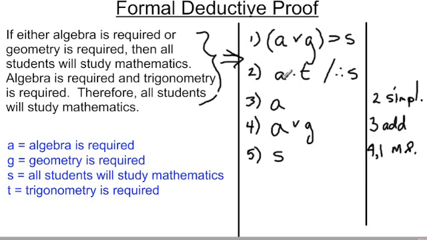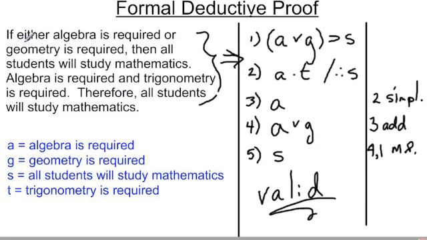Because if we separate out our algebra as a term, if we add it to the geometry that's required, then suddenly we end up with all students studying mathematics. And so this ends up being what we call, and a term that's not unfamiliar to you, a valid argument. And that's formal deductive proof.